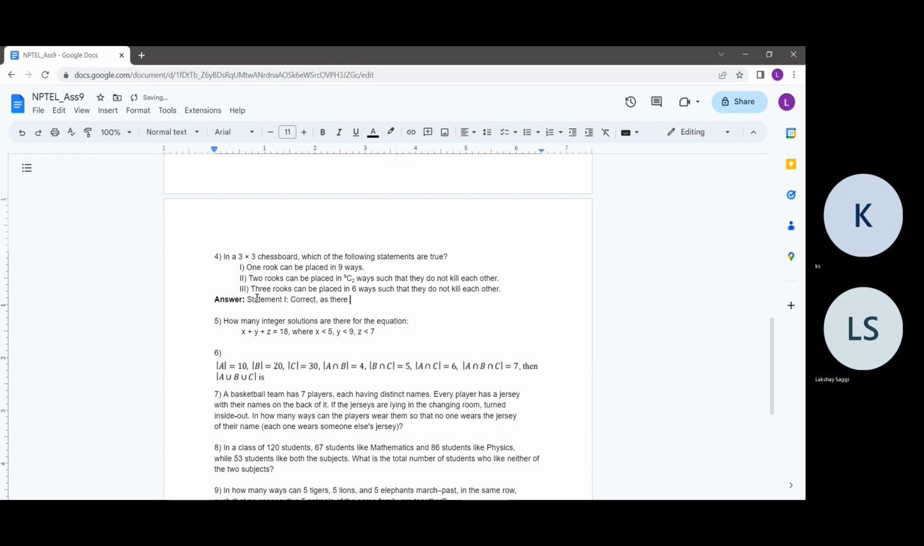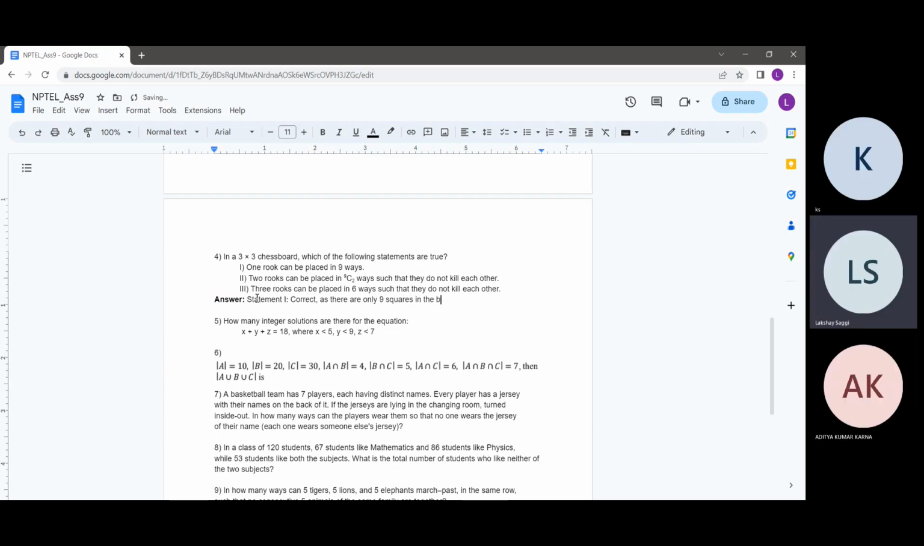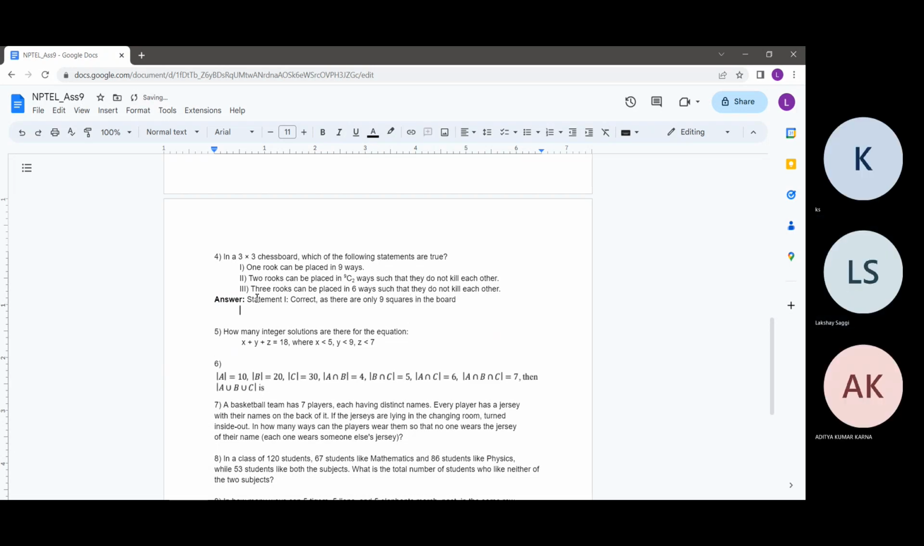There are only 9 squares in the board. Now statement 2 says, two rooks can be placed in 9C2 ways such that they do not kill each other.